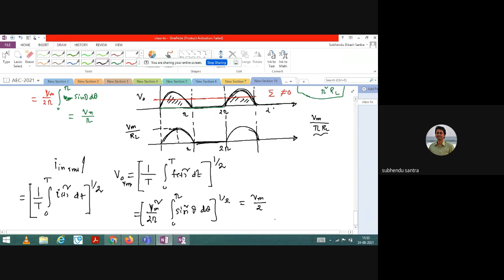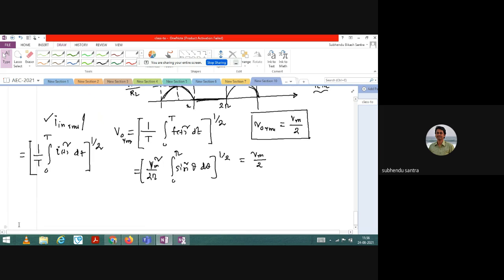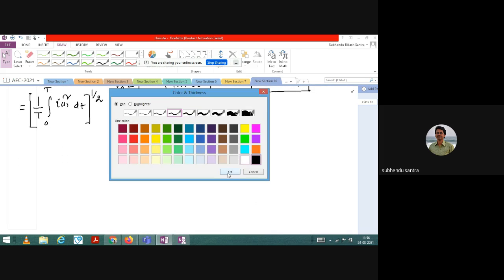Okay, so always remember the RMS value for the output voltage, V0 RMS, will be Vm by 2. You can also find out the I RMS, input current RMS. Now here try to calculate the form factor and ripple factor for the half wave rectifier. Then we will calculate the efficiency.